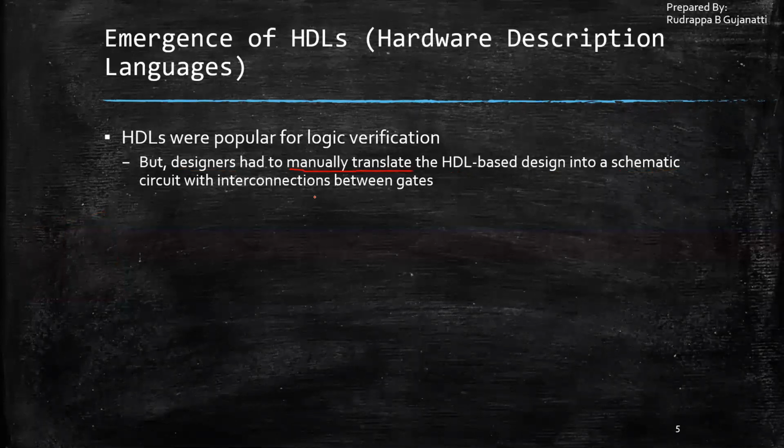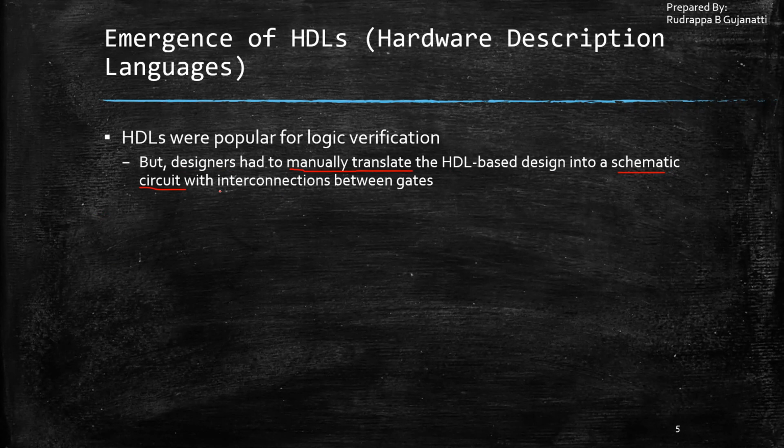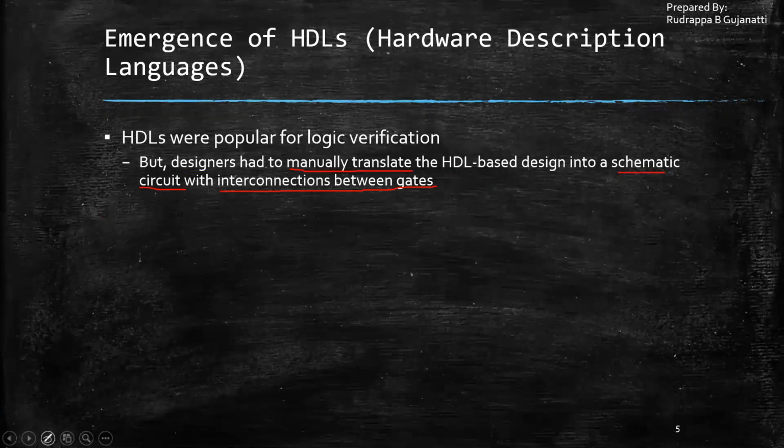But later, with a few advancements, we could go ahead with, say, automated simulation of these all things. Wherein we got the schematic circuit, but through the manual way of translation, which basically tells us how the interconnection between the gates is present. That is what we have seen even in the previous cases.